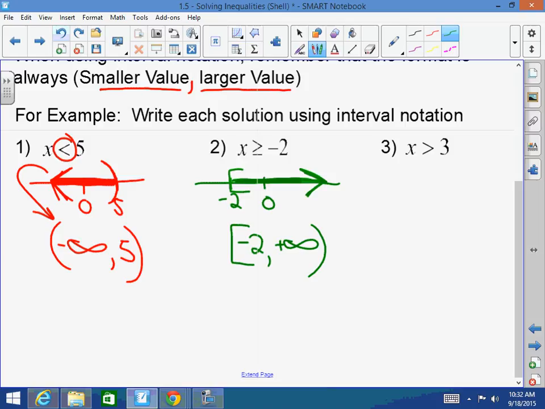X is greater than 3. Okay? So let's make my graph. Here's my 0. Here's my 3. Greater than 3. Parentheses. And to the right, forever. So, how would I write this in interval notation? Yes, sir, my brother. Parentheses, yeah. Positive infinity. I went from my small value 3 to my larger value infinity. Beautiful job, son. Yes, sir, my brother.